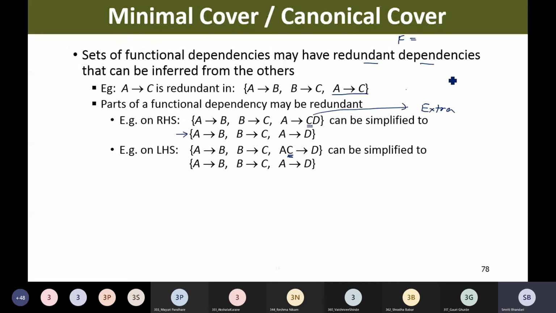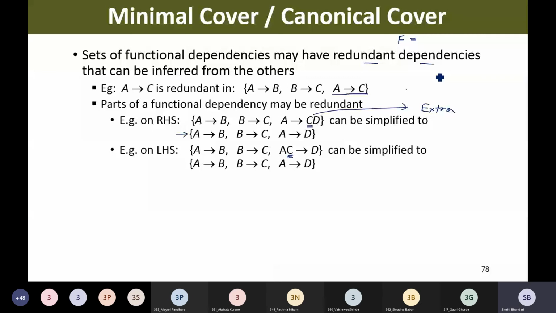Now, whatever we do, we should ask one question: why are we doing this? Why are we finding whether the dependencies or parts of dependencies are redundant? There should be some motive, some goal behind every task that we perform. So here also, why are we discussing this concept? Because we would like to simplify our original set F of functional dependencies, and we need to come up with a minimal cover or a canonical cover of the set of functional dependencies.